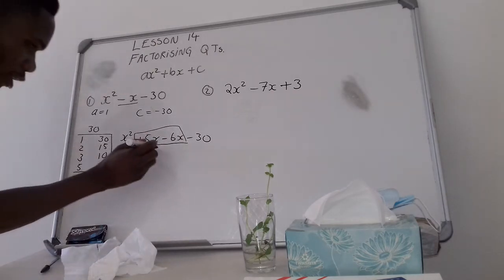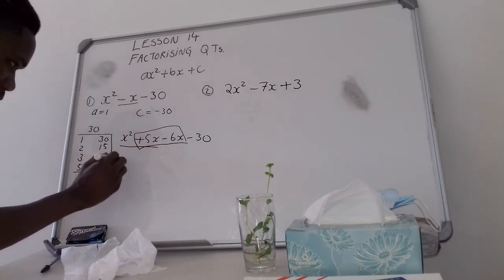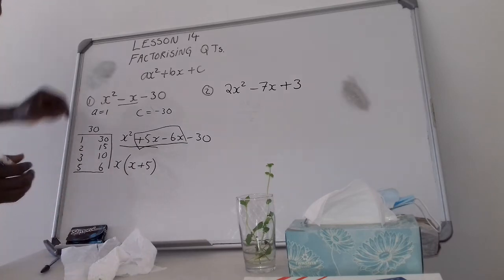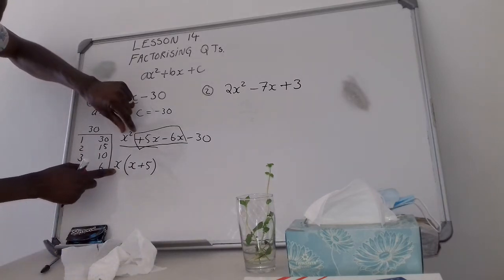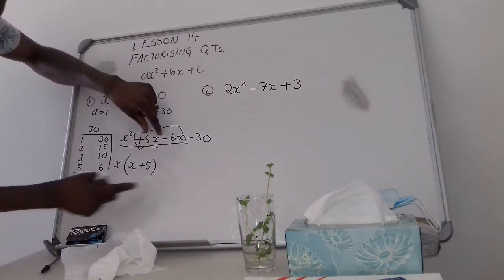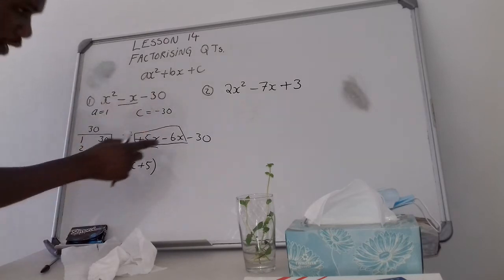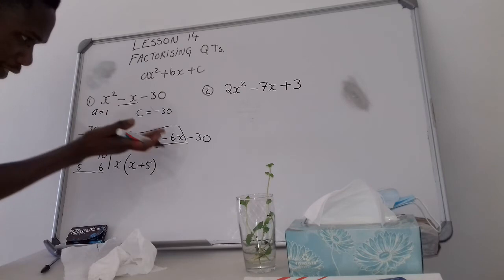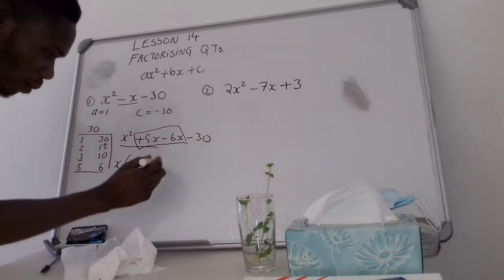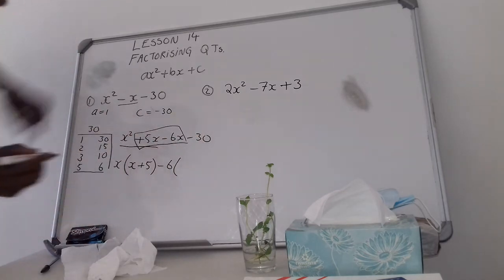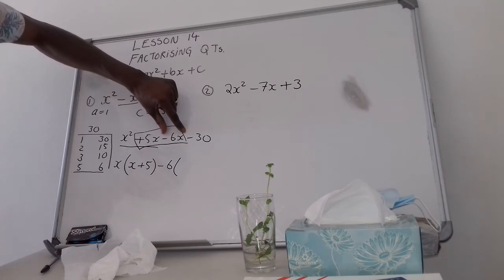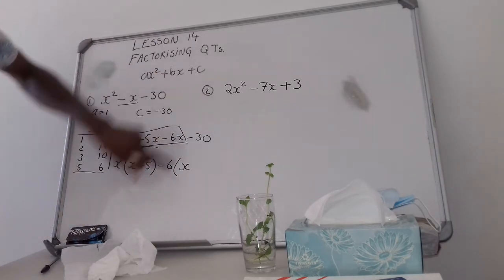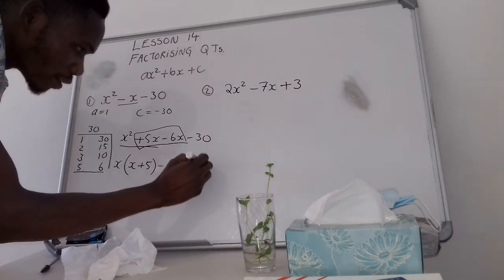The first two terms have a common factor, which is x. Take it out: x plus 5. We divide x squared by the common factor and get x, and we divide 5x by the common factor and get 5. Then here, minus 6x minus 30, the common factor is negative 6. If we divide this by negative 6, we get positive x. If we divide negative 30 by negative 6, we get positive 5.